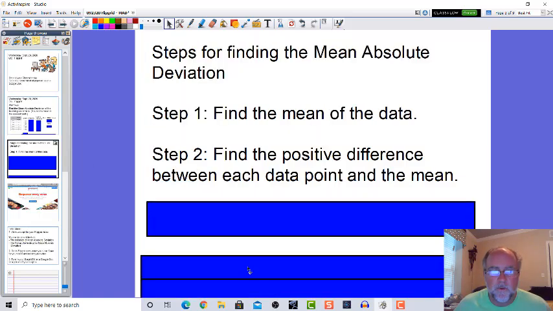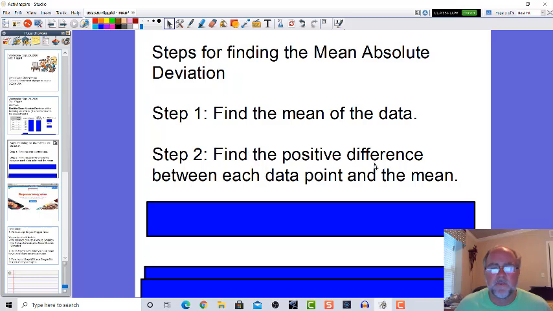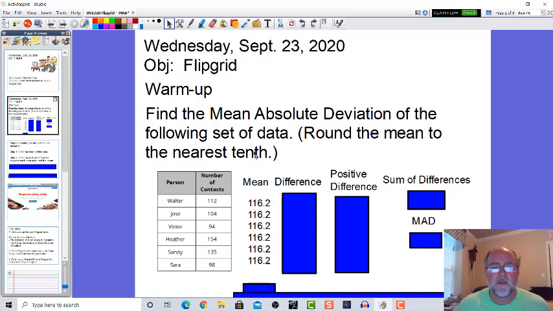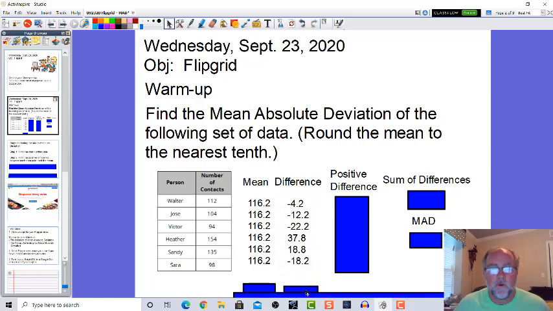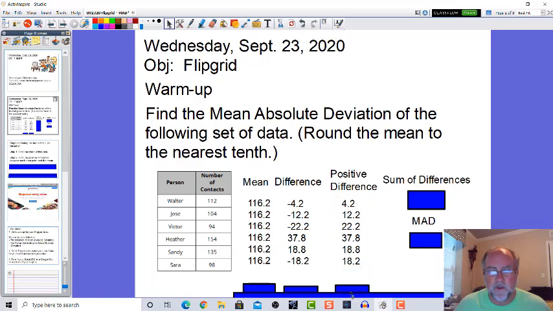Step number 2 is we need to find the positive difference between each data point and the mean. So the first thing we do is find the difference. The way we do that is 112 minus 116.2, 104 minus 116.2, 94 minus 116.2, and so on and so forth. But what I need is the positive difference between the data value and the mean.